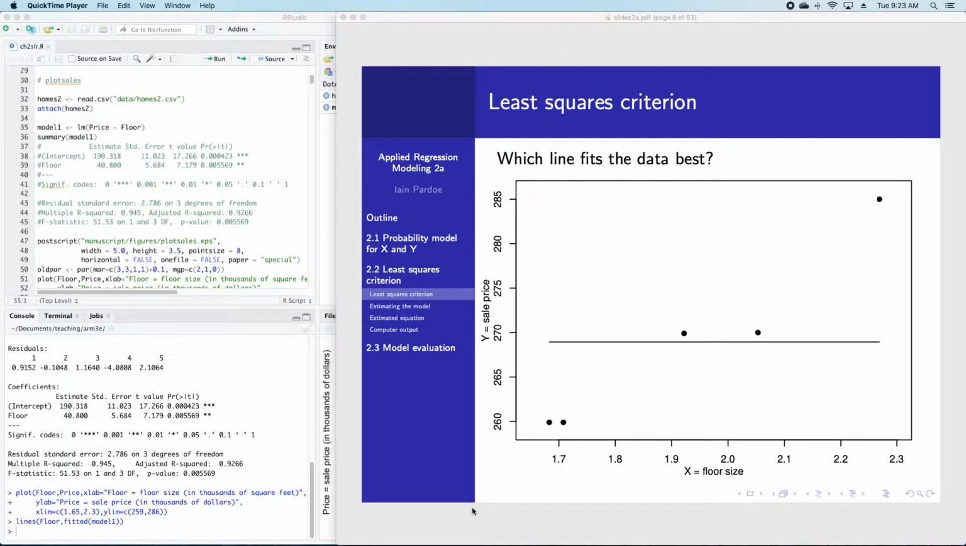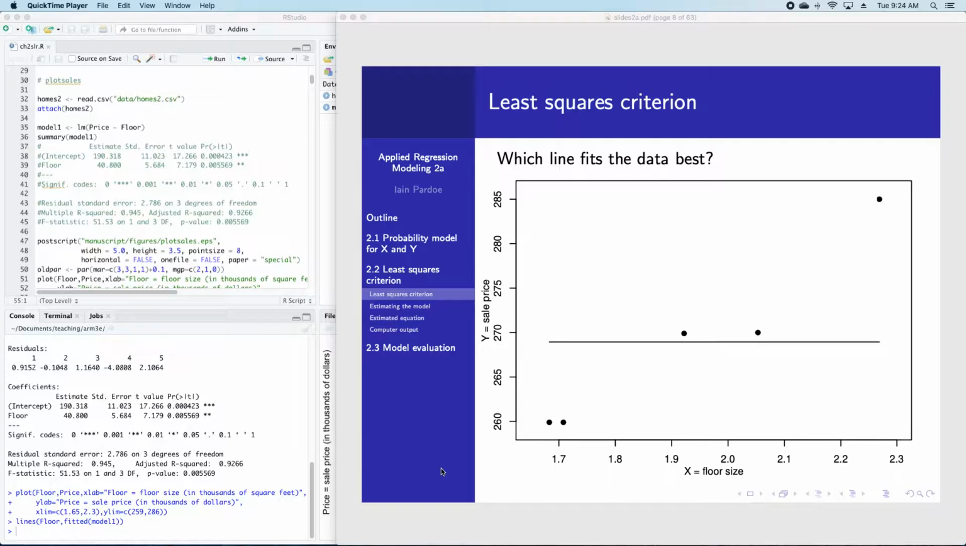In the last video, I talked about the simple linear regression model, and in this video, I'll talk about how we estimate the equation of that simple linear regression model. And it turns out that if we think about how we might do this by eye, that actually mimics the way mathematically that we can use software to estimate the model.